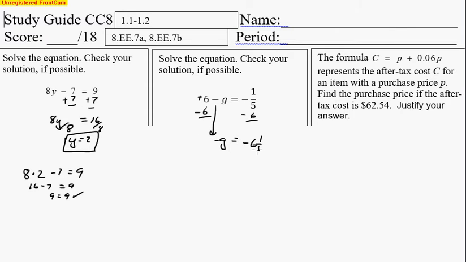So when they're the same sign, I end up adding the opposite, and that's what I end up getting there. So I'm dividing by negative 1, and I'm left with g equals 6/5 is the answer. So let's see if this matches up.